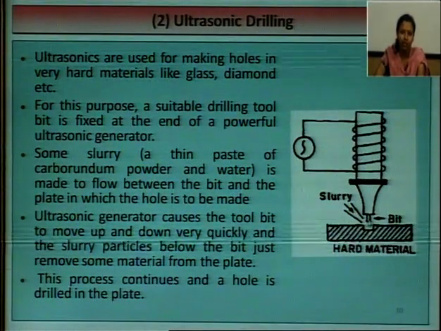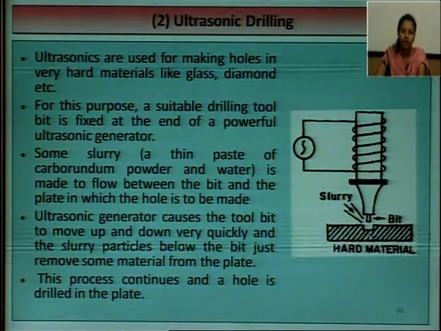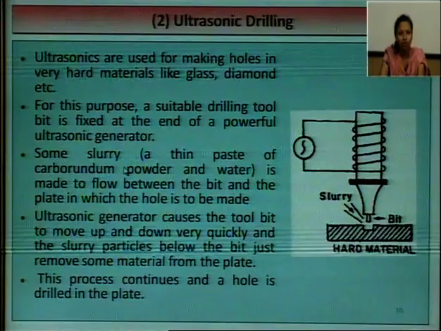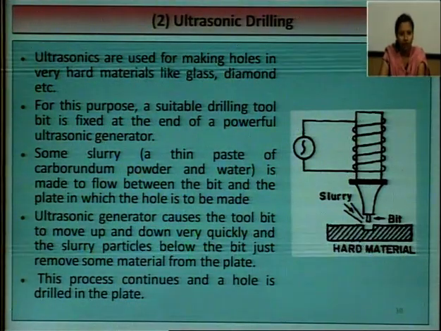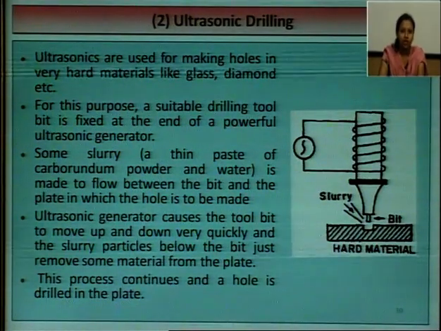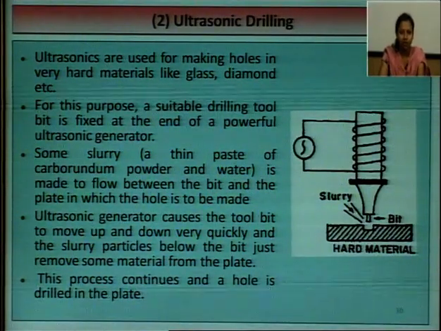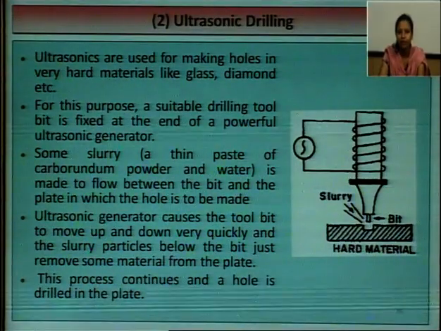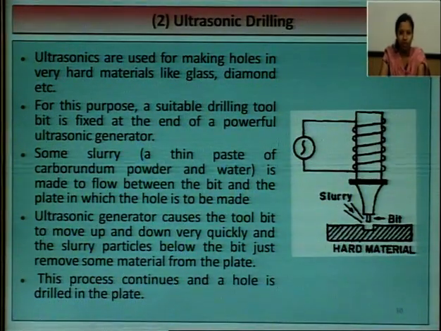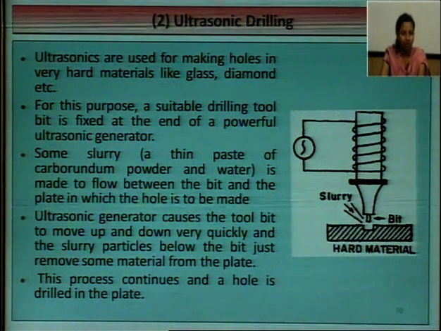Here we put a bit for the hole which is required to be drilled in this hard material. Some slurry, like a thin paste of carborundum powder and water, is made to flow between the bit and the plate in which the hole is made. The ultrasonic generator causes the tool bit to move up and down very quickly, and slurry particles below the bit remove some material from the plate. This process continues and the hole is drilled in the plate. So this is the second application, drilling.